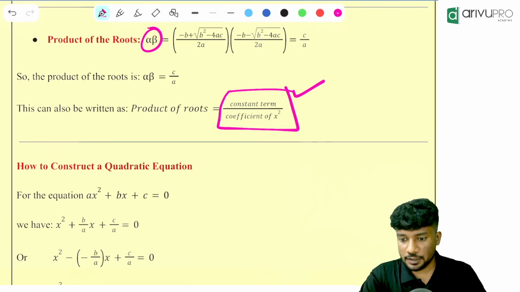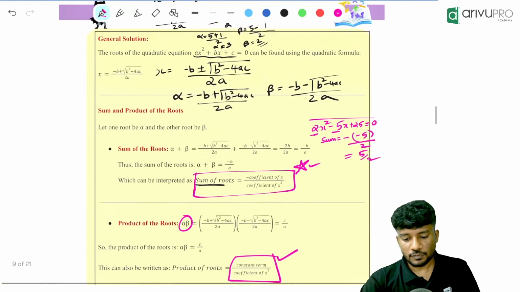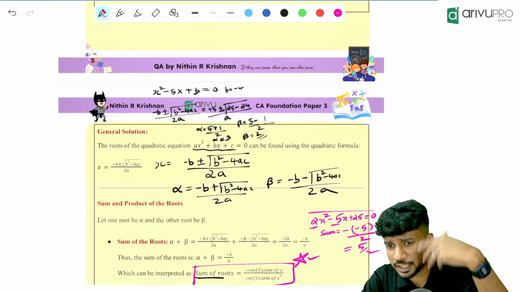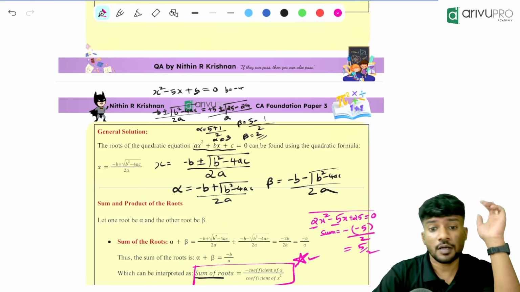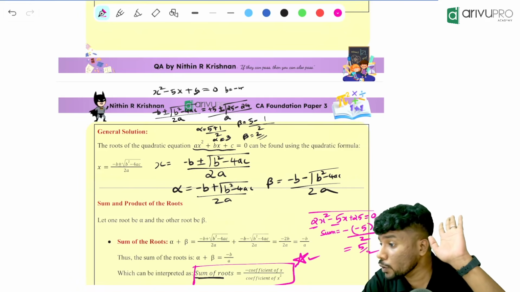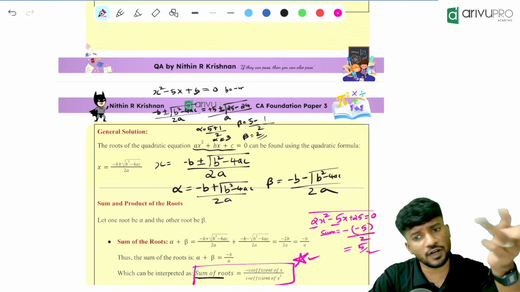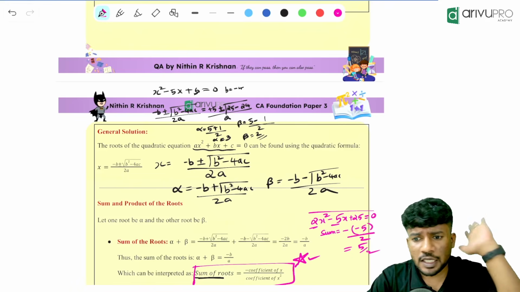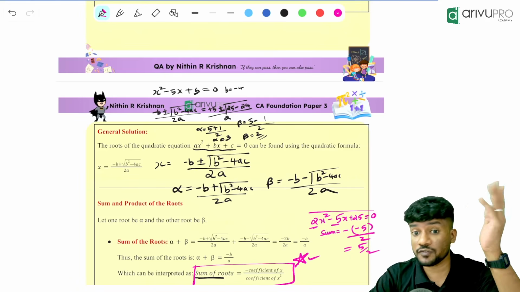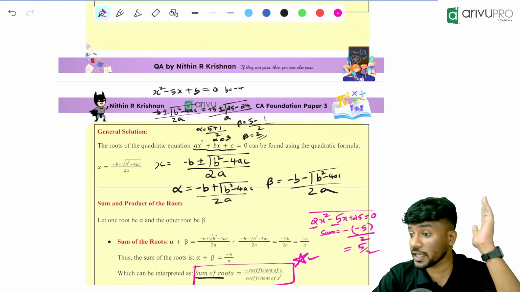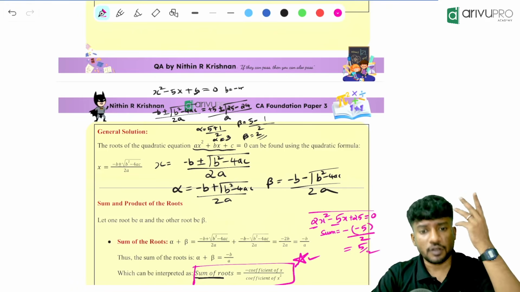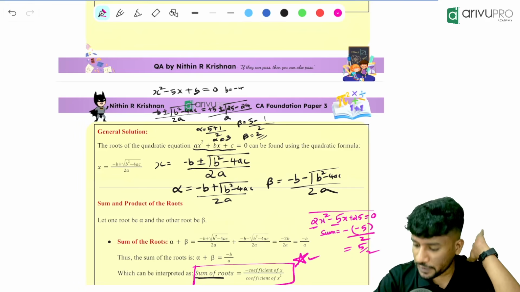Everyone done? So what all things we learned? First we found the solution of a quadratic equation. How are we finding the roots of a quadratic equation? Minus b plus or minus root of b square minus 4ac, divided by 2a. One root is alpha, the other root we are calling beta. The sum of the roots, alpha plus beta, is minus the coefficient of x divided by the coefficient of x square. The product of the roots is the constant term divided by the coefficient of x square.